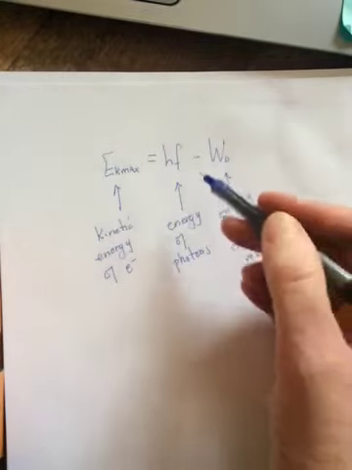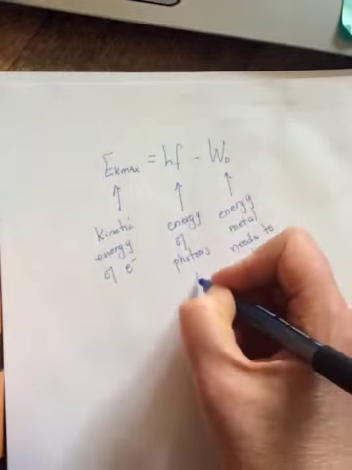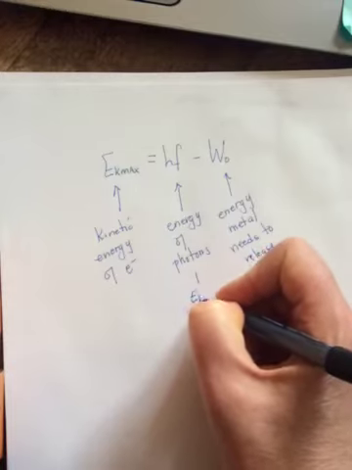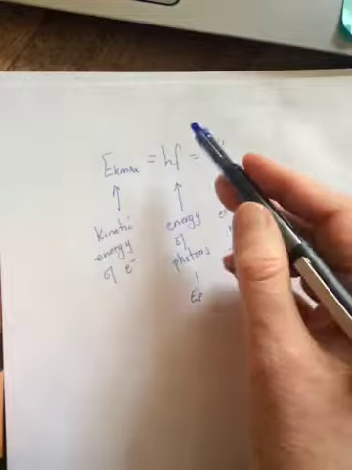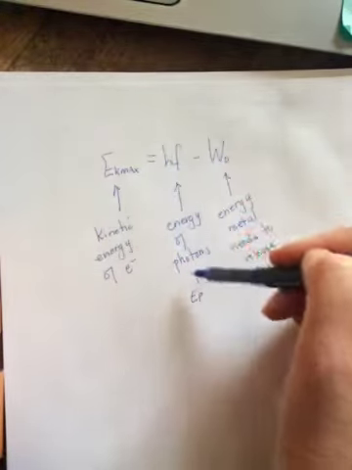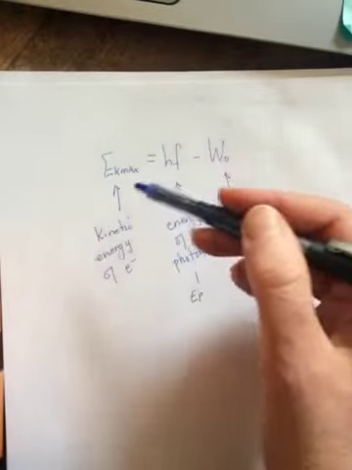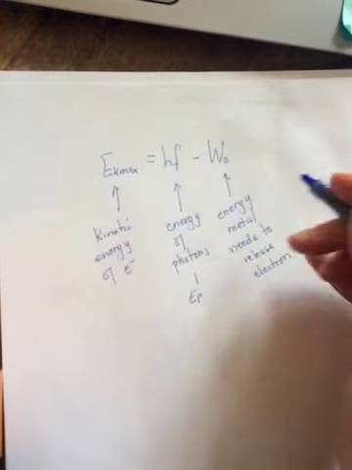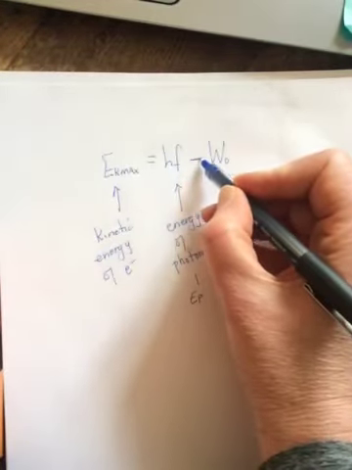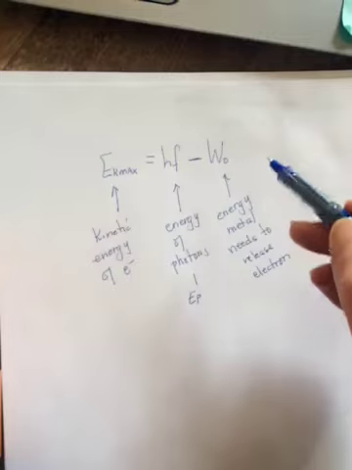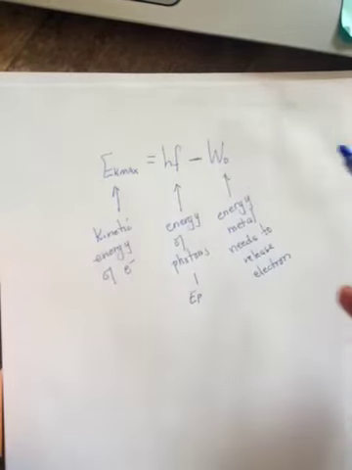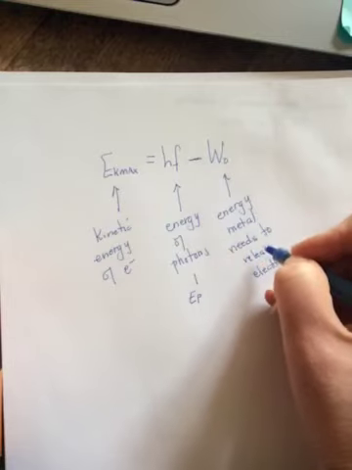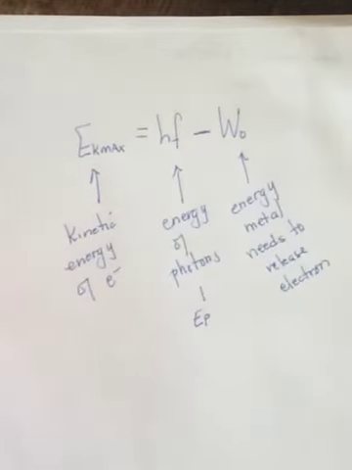The HF is the energy of the photon. We also call this EP, energy of the photon. So Planck's constant times the frequency of the photon, it's the energy coming in to strike the surface, trying to release the electrons. And then the minus WO, and where the last video ended, it was that WO was the energy that the metal needs to release the electron.